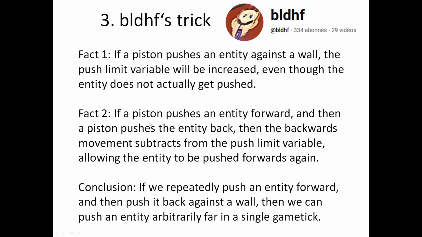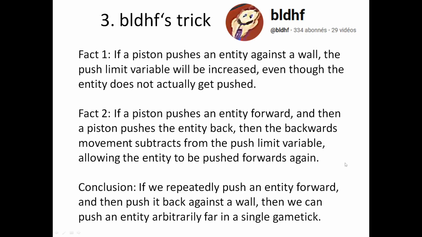And the second important observation is that if you push an entity forward and then push it back again, then the piston push limit variable also gets reset again, because the distance that you try to push it back gets subtracted from the push limit variable. Now if you combine these two observations, then you find a way to circumvent the push limit. Namely, you can push it forward with a piston, and then you can push it backwards against a wall in an unsuccessful way. The push limit variable will be reset, even though the entity did already get pushed forward, and then you can push it forward a second time.